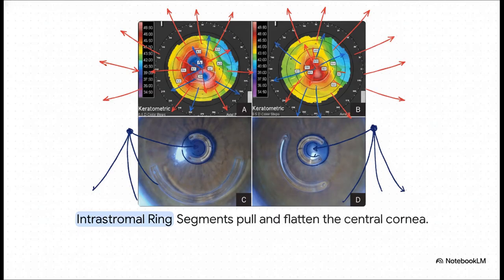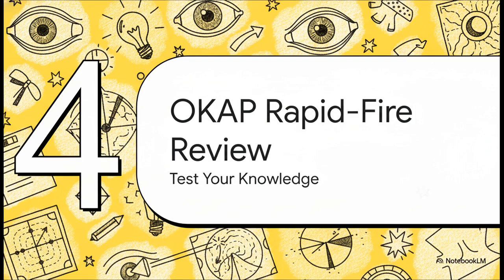Let's orient ourselves here. Notice how the steep areas on the topography map are structurally flattened by the insertion of these physical plastic segments, which are visible in the slit lamp photos. The mechanics here are just fascinating. By bulking up the peripheral stroma, these PMMA segments act almost like a tent pole, pulling and mechanically flattening that bulging central cornea. And that brings us to Section 4, the OKAP Rapid Fire Review.